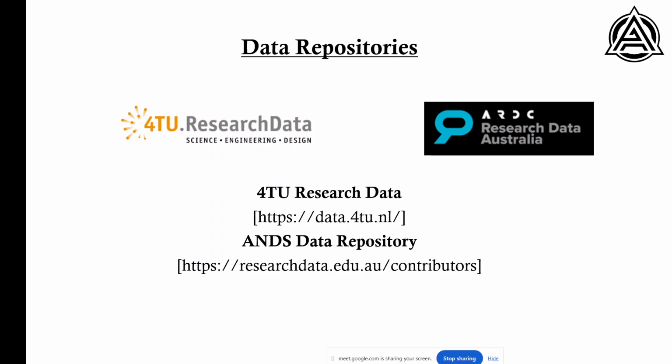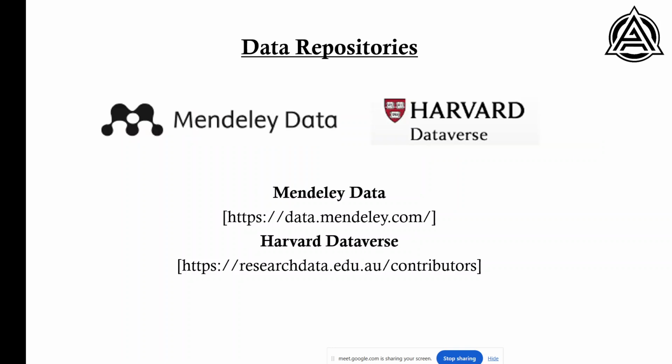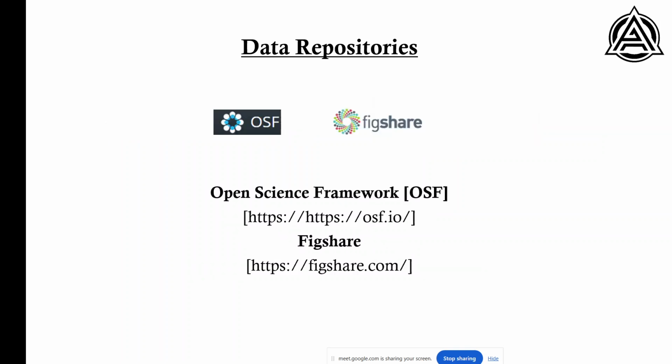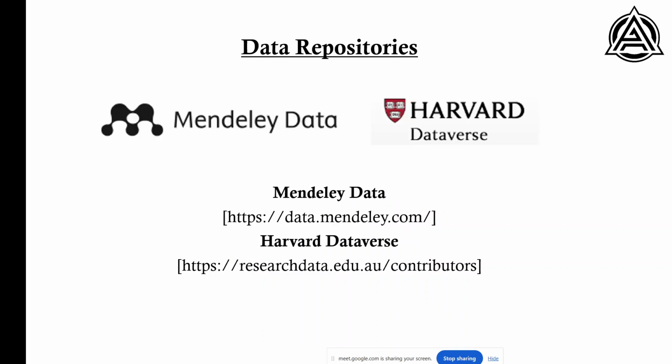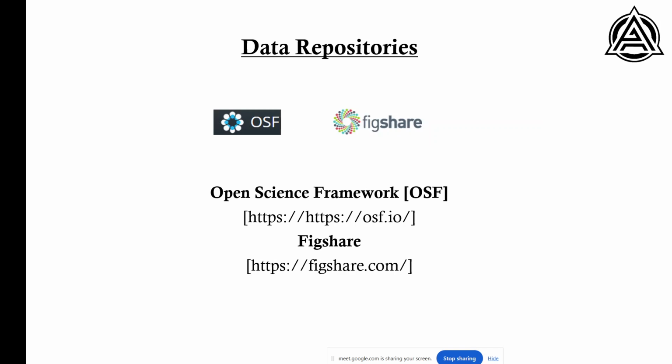Just note down all these repositories: 4TU, ANDS, Mendeley Data, Harvard Dataverse, OSF and Figshare. So the best preprint data repositories I would recommend are Mendeley Data and Harvard Dataverse, because they are very popular, and it's a kind of first brand. You'll get good visibility actually.